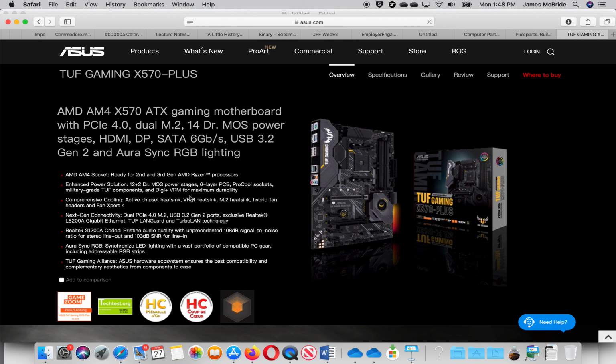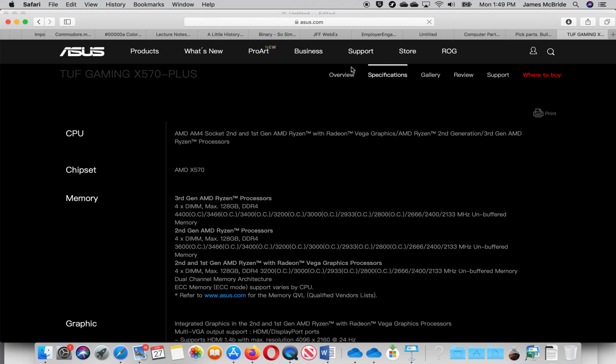So it's giving us a bunch of stuff that can be really confusing, but it tells us right here that it's got an AMD AM4 socket and that it's ready for the second, third generation AMD Ryzens. All right, so basically this socket is what we want to make sure our processor has. So we want to make sure that when we're getting a processor that it's an AM4 socket. Otherwise it actually won't fit that. If we look at the gallery again, ooh, it's got RGB lighting, Aurora Sync. That's cool. It'll do colors.